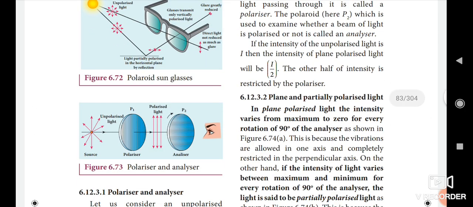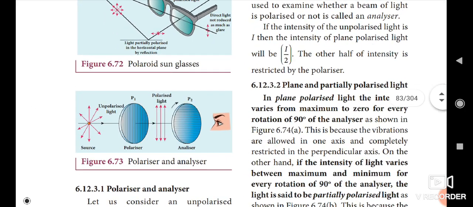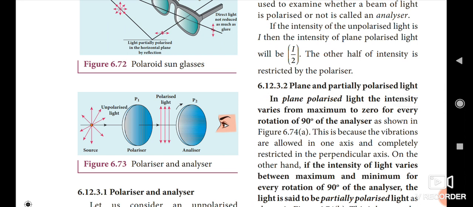See figure 7.27 here. Consider one source. That source is called the unpolarized light. Now I pass this unpolarized light into a polarizer. That polarizer has vertical openings only. That is taken as P1.